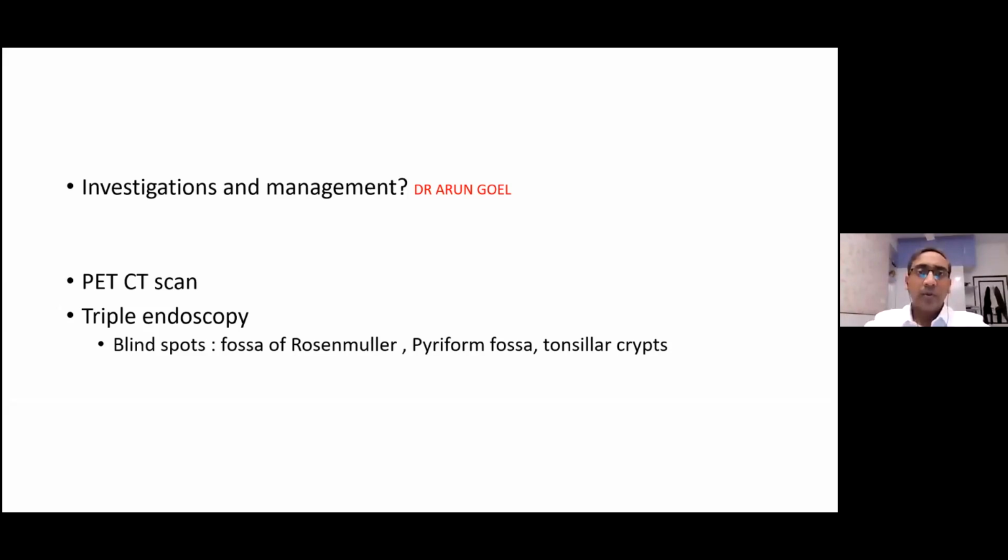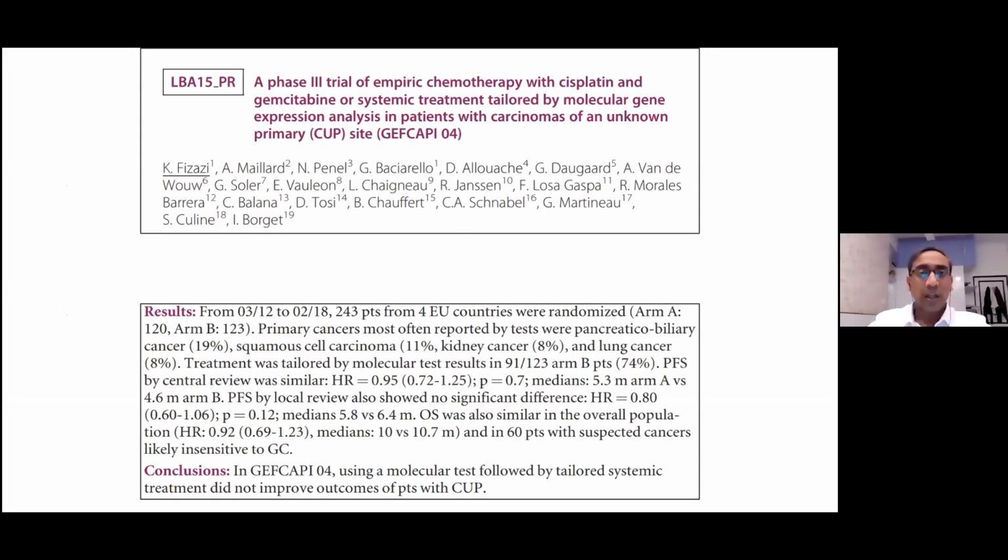So just coming to the last part of the panel discussion, this was one paper which was published in ESMO 2019. Basically, this is the phase 3 trial of empirical chemotherapy with cisplatin gemcitabine or systemic treatment tailored by molecular gene expression analysis in a CUP case. So here, somehow this was a negative study. This study showed that using the molecular test followed by the tailored systemic treatment did not improve outcome in patients with CUP. Dr. Archana, would you like to comment on this negative study?